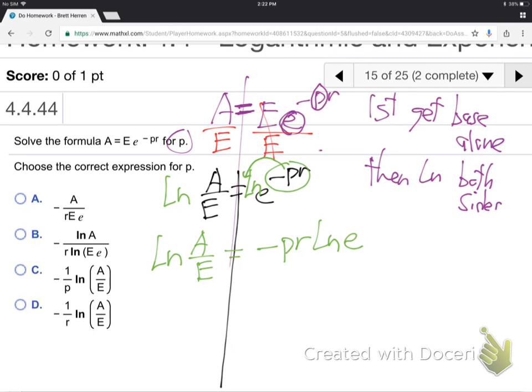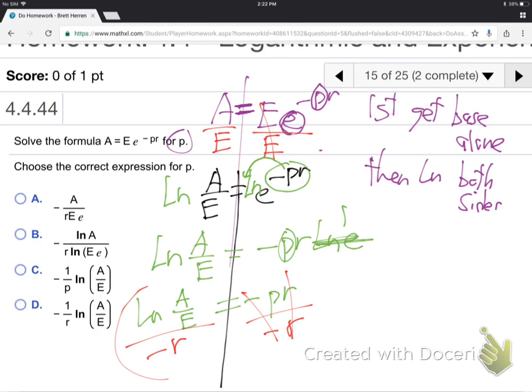Natural log or regular log. Okay, so keep your eye on the ball. Who's the ball? Who are we trying to get alone? This guy. He's saying, I want to be alone. Get rid of all this stuff. Well, ln E, gone. That's 1. So this is just minus PR is ln of A over E. Last step then to get the P alone: divide by the minus R. There it is.